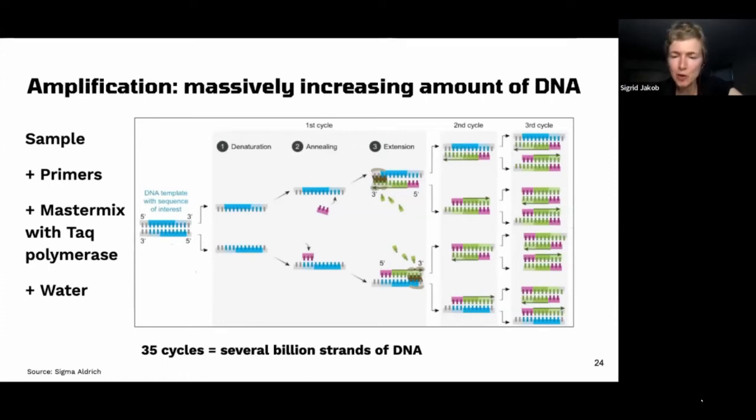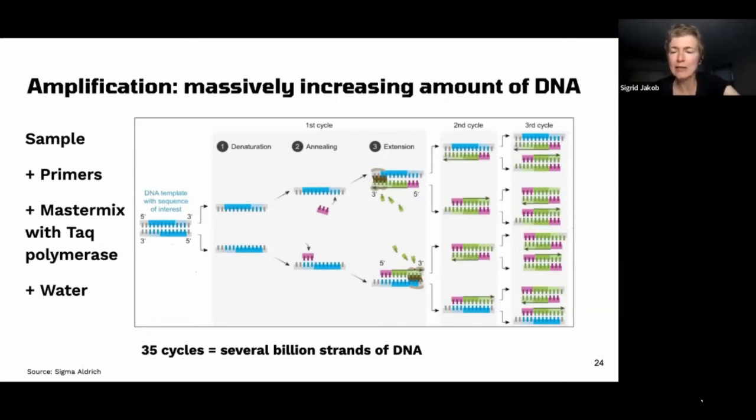So you're turning one strand of DNA into 2, into 4, into 8, into 16. And after 35 cycles, you're going to have several billion strands of DNA, which is pretty crazy. So that's what amplification does. So now you have several billion strands of DNA, and you're kind of done. You could just send it to the lab for Sanger sequencing now.